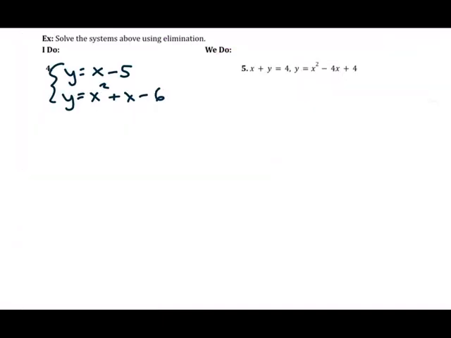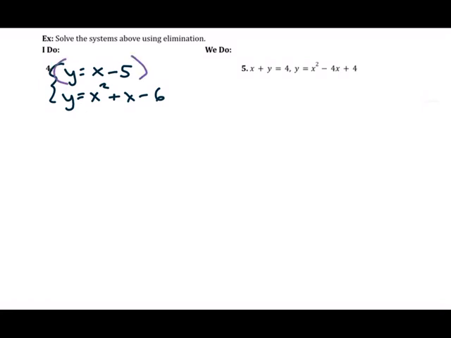y equals x minus 5, and y equals x squared plus x minus 6. So thinking back to when we did linear systems, we said, what could I multiply one of these two equations by so that when I add them together, I get 0?